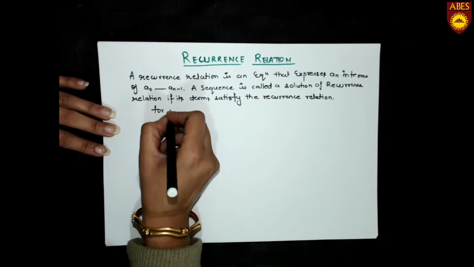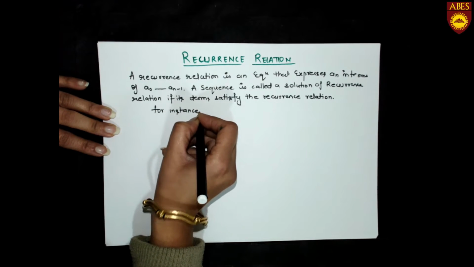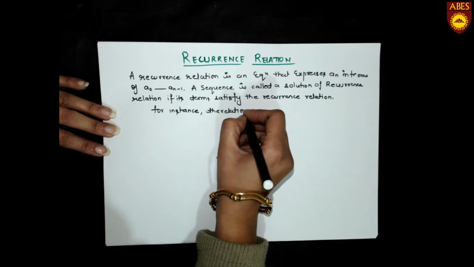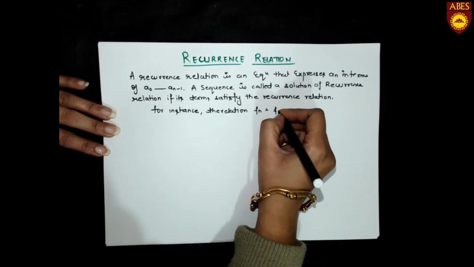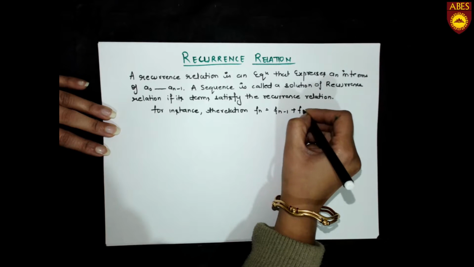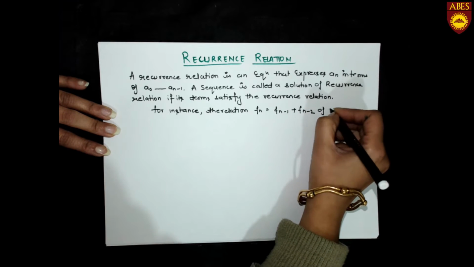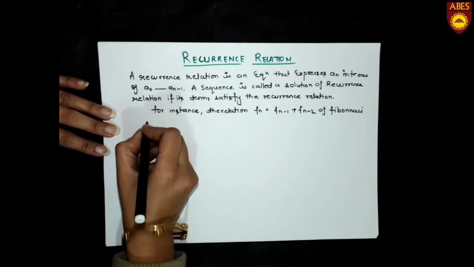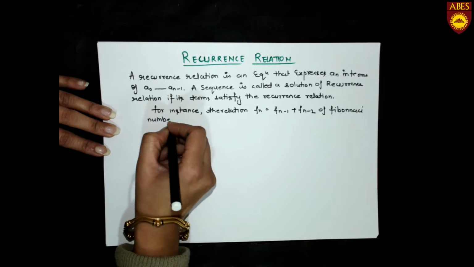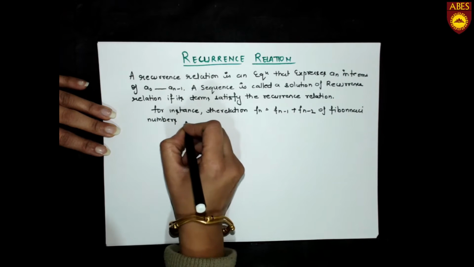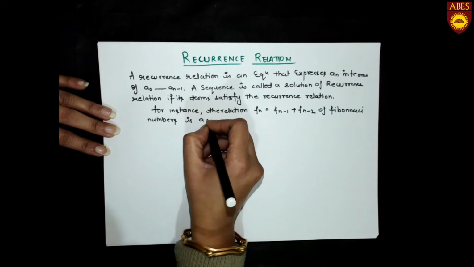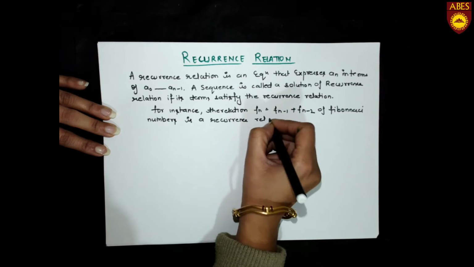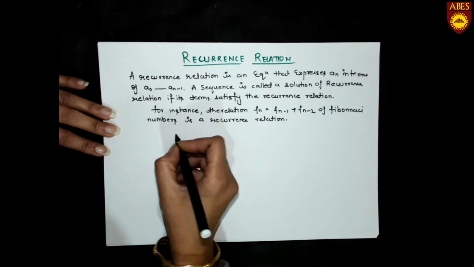For instance, the relation Fn is equal to Fn minus 1 plus Fn minus 2 of Fibonacci numbers is a recurrence relation.